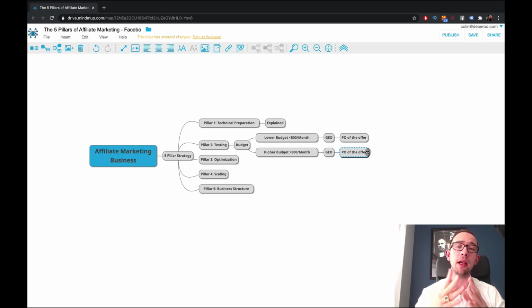Therefore, on the second pillar, testing, we use a strategy which says: lower budget, we go for low payout. For example, a $10 payout means you can make 50 conversions, so you get a lot of data, the data that we optimize and work with to make profitable campaigns. If you have a higher budget, you can go for a higher payout. Some examples of lower payouts are $1 all the way to, let's say, $20 or $25.